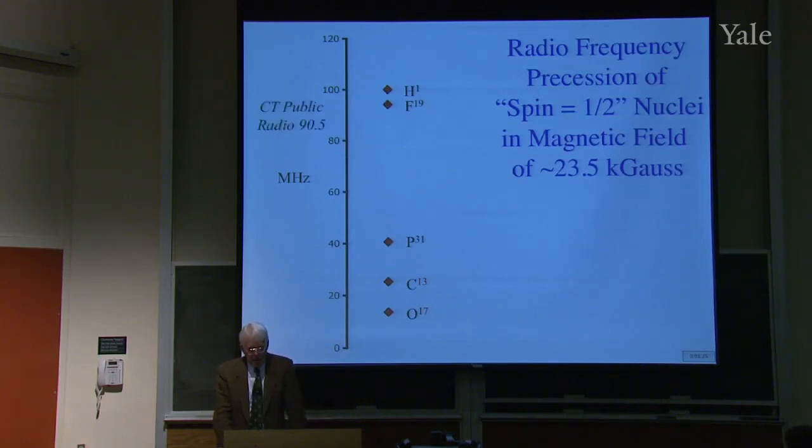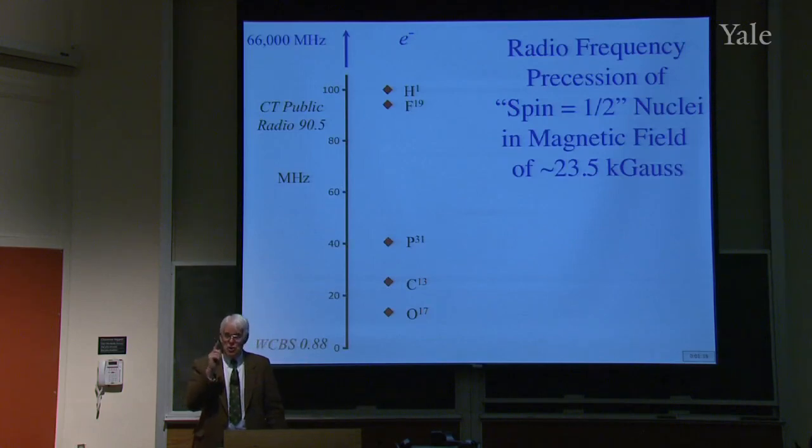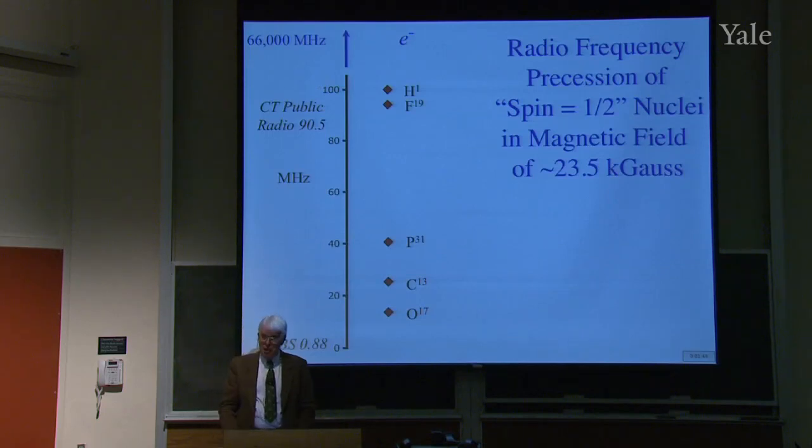Just to give you a comparison, Connecticut Public Radio broadcasts at 90.5 megahertz, right? And WCBS is at 0.88 megahertz, 880 kilohertz, right? So these are radio frequencies. Now the electron also spins, but it's way off scale up at the top, 66,000 megahertz. It's a much more powerful magnet than the nuclei.